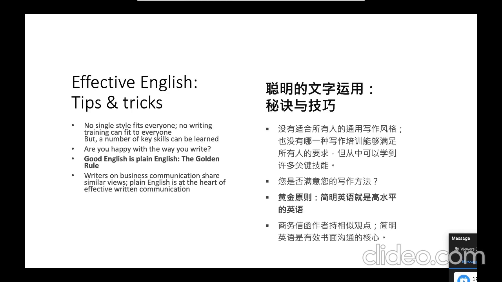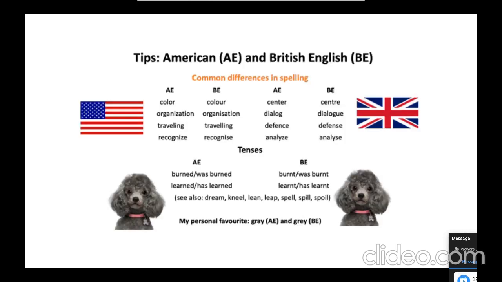We know, of course, that no single writing style fits everybody. But are you happy with the way that you write in English? And as we've talked about before, good English is simple, plain English. That's really the golden rule of this kind of academic writing, of this kind of academic communication, and is at the heart of education. Please, if you can edit a phrase into more simple language, I would encourage you to do that because it will make the writing much more accessible.